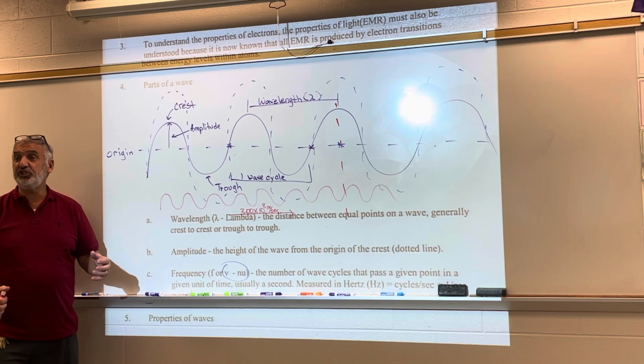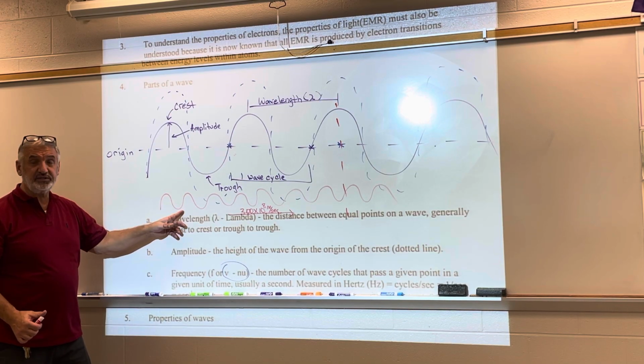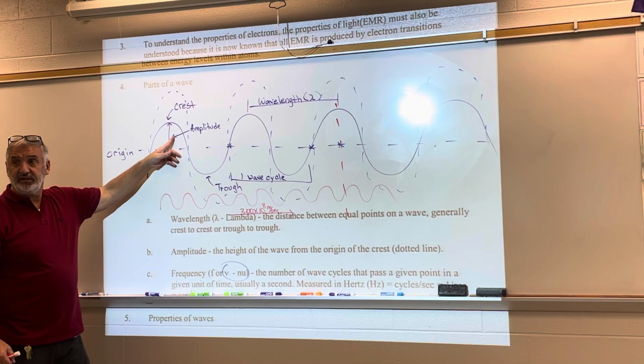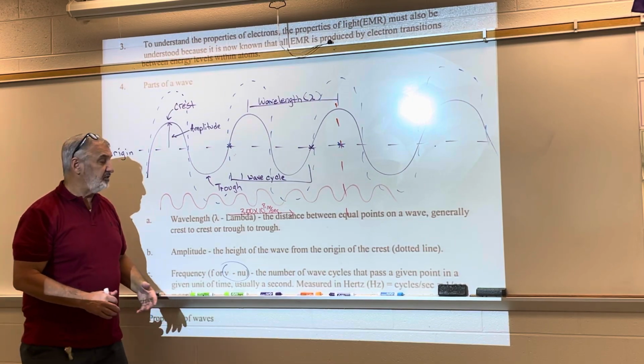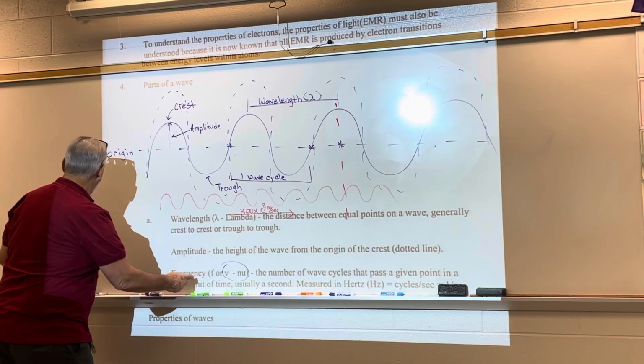So what's the relationship then between wavelength and frequency? The longer the wavelength, what does that mean about the frequency? The shorter the frequency. So what type of relationship is that, direct or inverse? Inverse. That's inversely proportional. As the wavelength gets longer, the frequency gets shorter. Okay? The equation that relates that is right down below it.